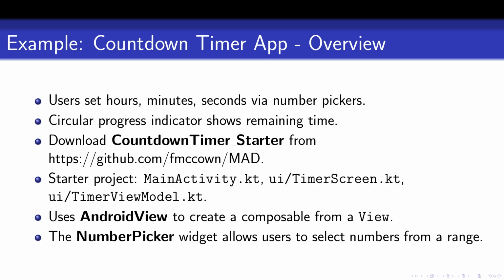The Countdown Timer app lets users pick a time using number pickers, then shows the countdown using a circular progress indicator. You can get the starter code from the GitHub repository linked in the slide. The app uses Android View to include number pickers, which aren't yet available in Jetpack Compose. When the app launches, users can choose a time, but the timer won't start until you implement the button logic.